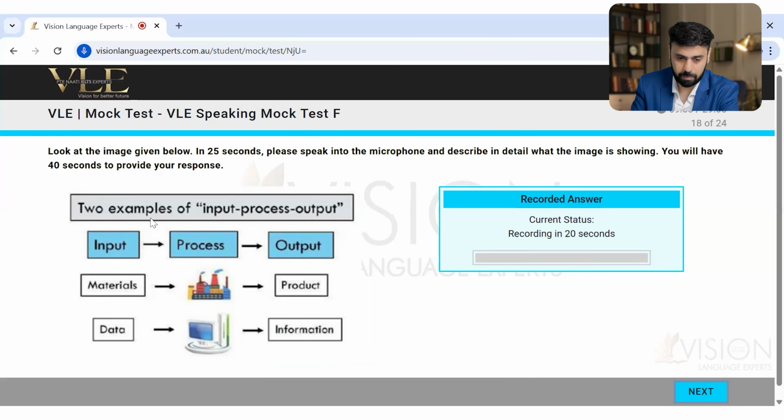Now, even if you say something wrong, do not stop. That's very important. 2 examples of input, process, output. Input, process, output. Materials and data on the left side, product and information on the right side. Then I'm going to write some words such as computer, industry, factory, emission.